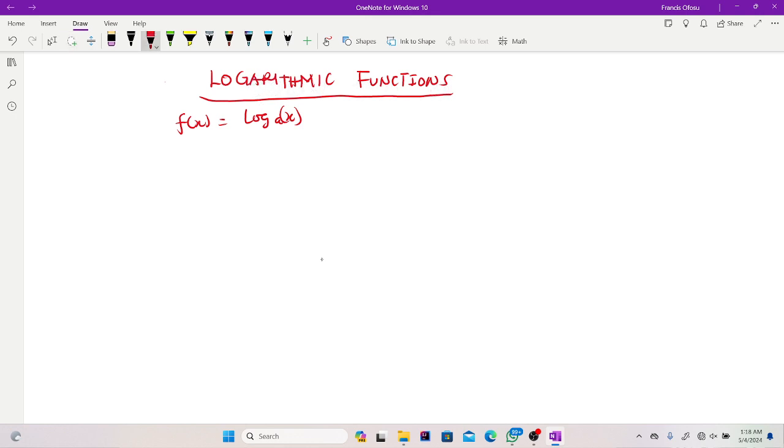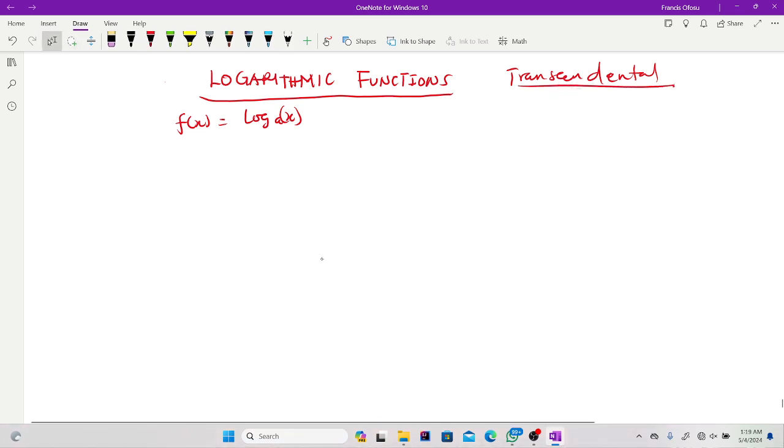When you say logarithmic functions, it falls under a category of functions called transcendental functions. These are functions which are not algebraic, okay? So they have their own form and their own protocols.